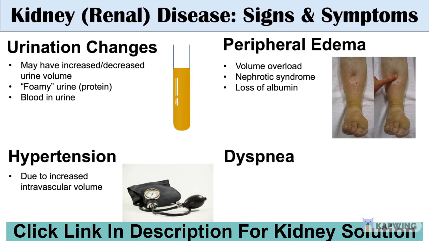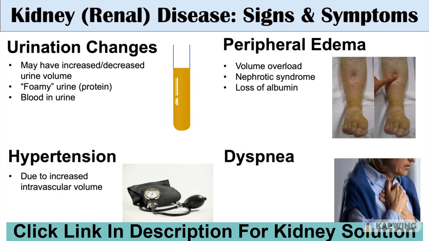Another symptom we can see with kidney disease is dyspnea, or shortness of breath. This is often due to similar reasons. If there's volume overload, we can see peripheral edema and hypertension, and this can even lead to increased fluid within the chest cavity, within the thorax. The increased fluid can surround the lungs, causing issues with breathing. We can also see some chest pain in these individuals as well.